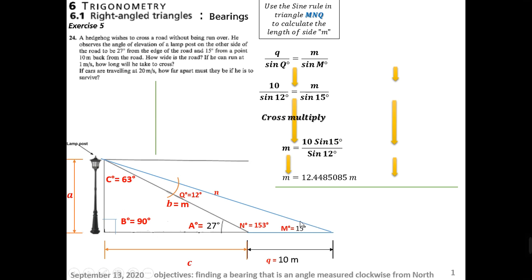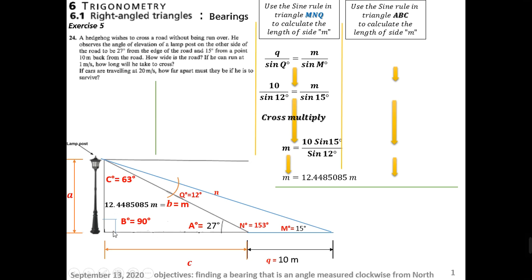So now, once you find M, it means that you found B as well. So place what you found on the diagram immediately, as you can see here, so that you can see directly what it is that you found and what is still missing. Okay? Now, we're going to go to the second triangle.